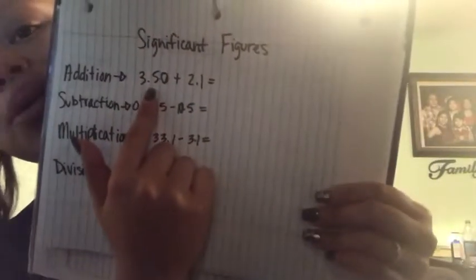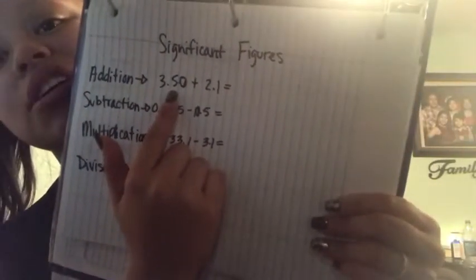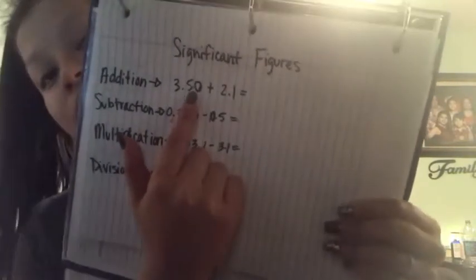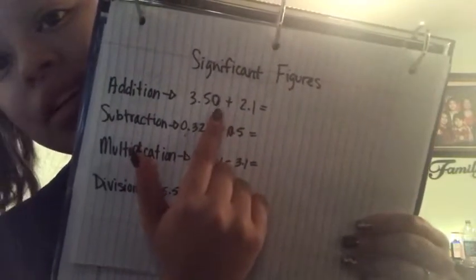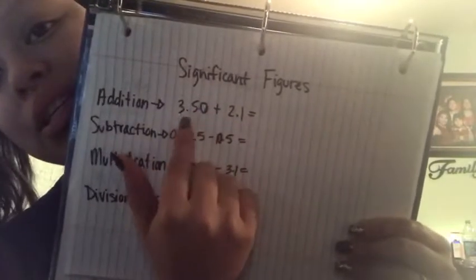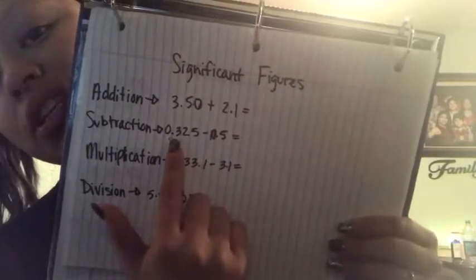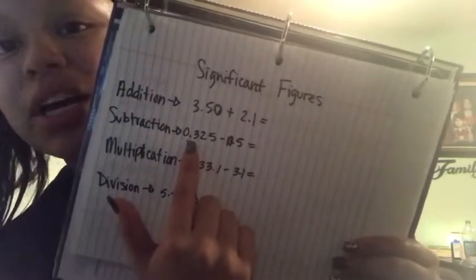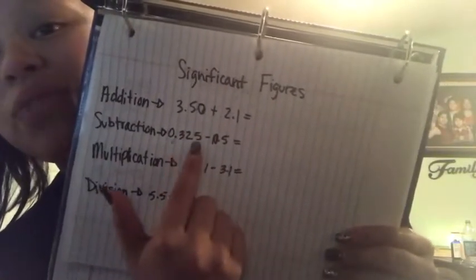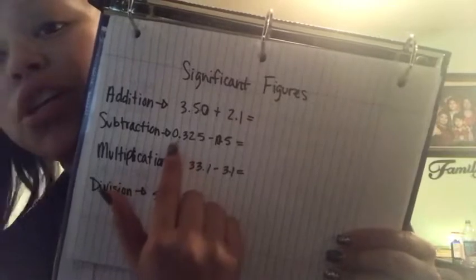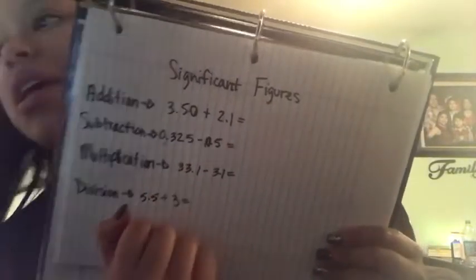If there's a zero after the decimal, then the 0 counts as a sig fig. So this right here would be 3 sig figs altogether. If there's a 0 in front of the decimal, then that does not count. So this 3, 2, 5 are the sig figs, but not the 0 in front of the decimal.